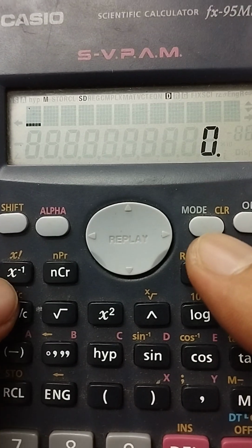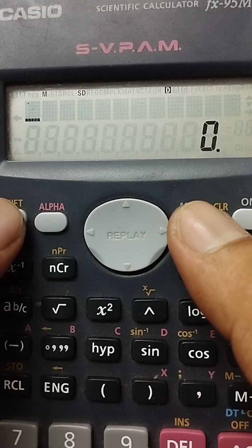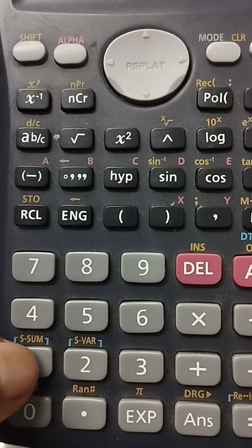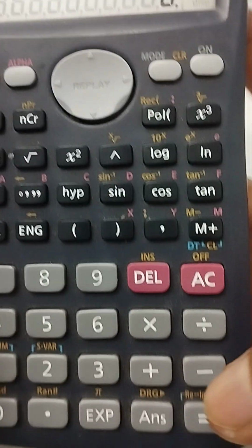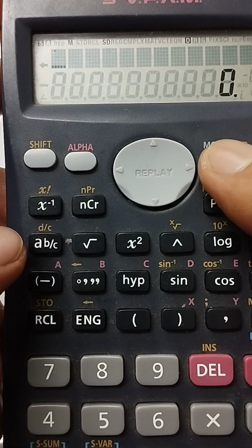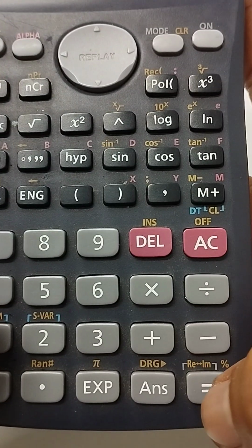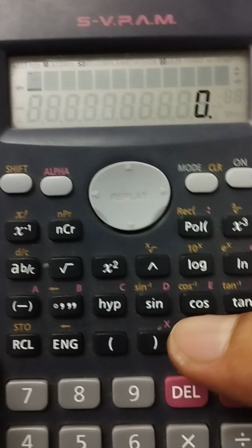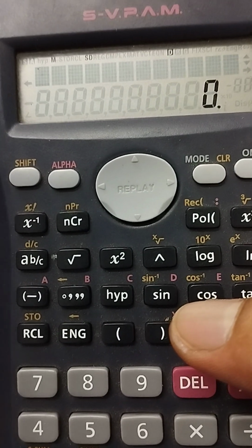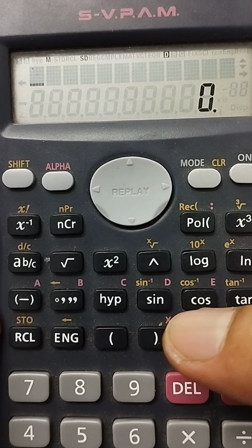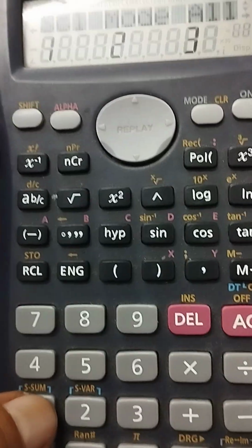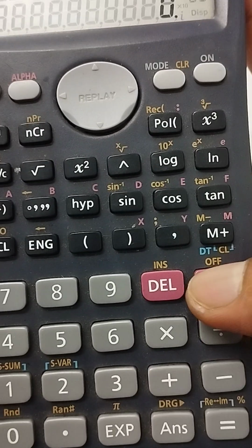Make sure you turn this on. Then you clear the memory of your calculator by pressing Shift CLR, then pick SCL, then execute by pressing the equal sign, AC. You will not notice anything just yet, but you have to content yourself with the fact that the memory should be cleared. If you're not sure, you can do this again: Shift CLR, SCL, equals, AC.